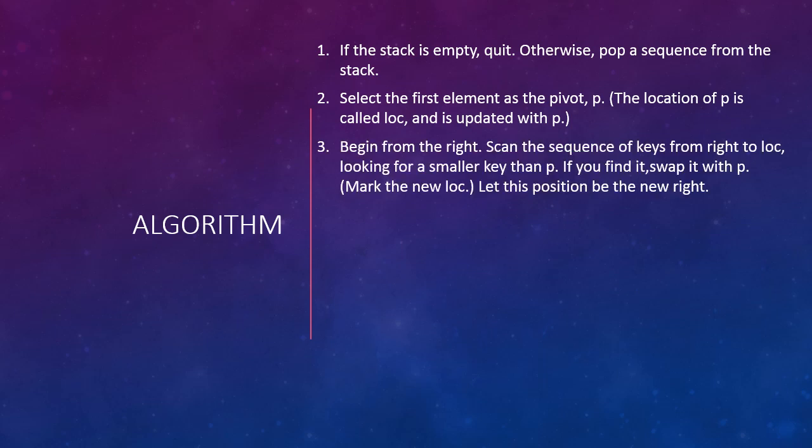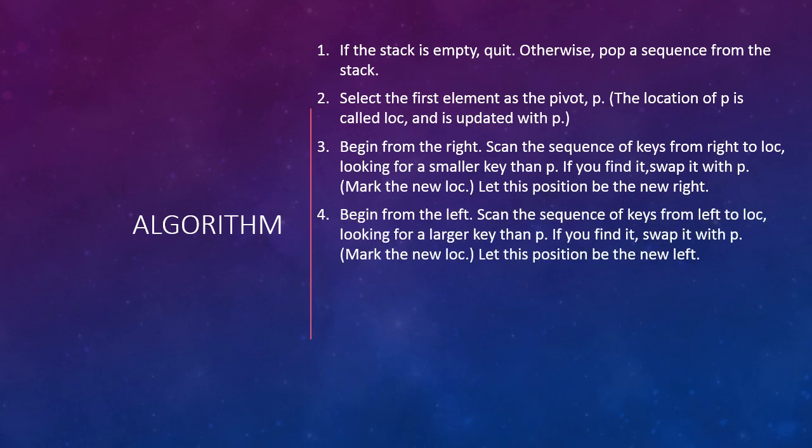Step 3. Begin from the right. Scan the sequence of keys from right to lock, looking for a smaller key than P. If you find it, swap it with P. Mark the new lock. Let this position be the new right. Step 4. Begin from the left. Scan the sequence of keys from left to lock, looking for a larger key than P. If you find it, swap it with P. Mark the new lock. Let this position be the new left.